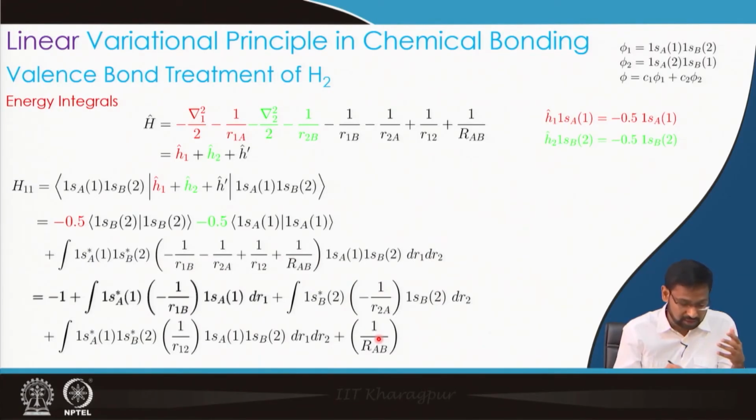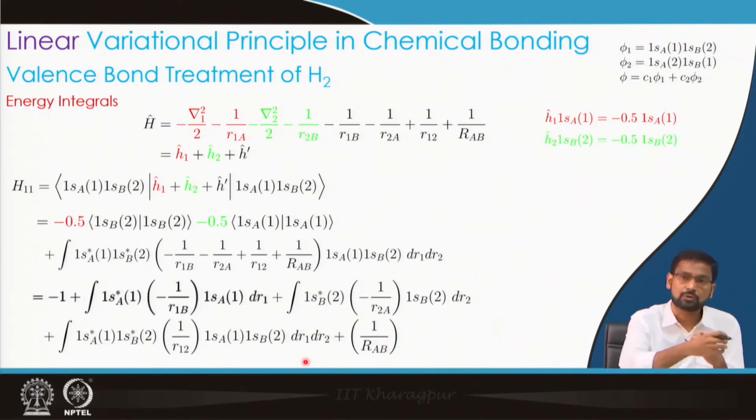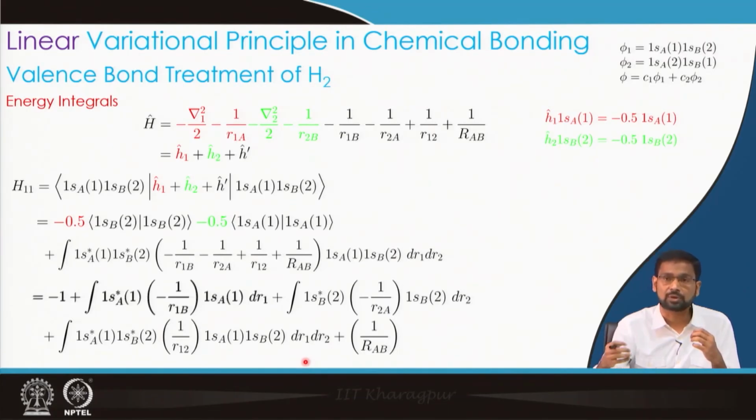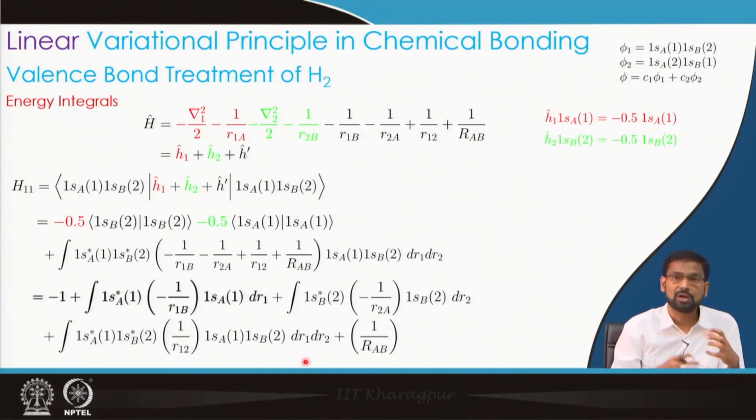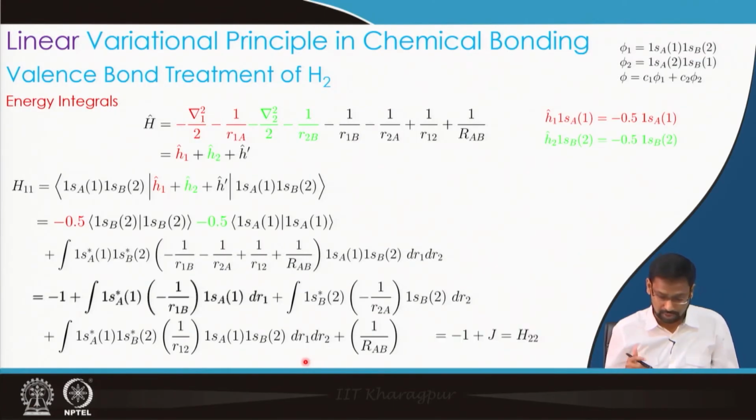What we see here, I got -1 plus there are 4 terms which are some form of Coulombic interaction: electron 1 with nucleus B, electron 2 with nucleus A, electron 1 with electron 2, and nucleus A and nucleus B. So, these 4 integrals together are called Coulomb's integral. So, I write this now as -1 plus J, I call that a Coulomb's integral.